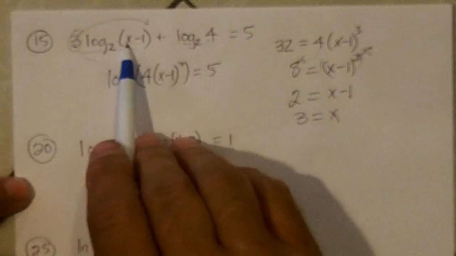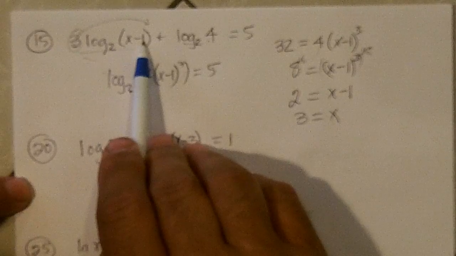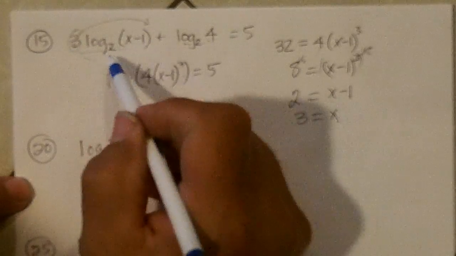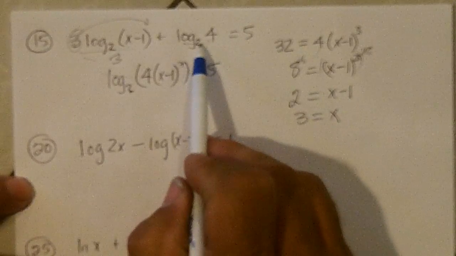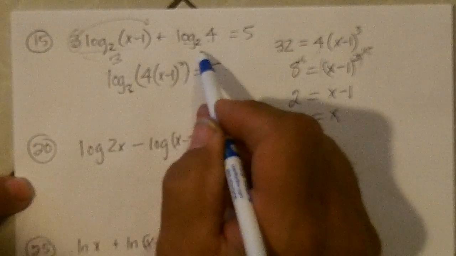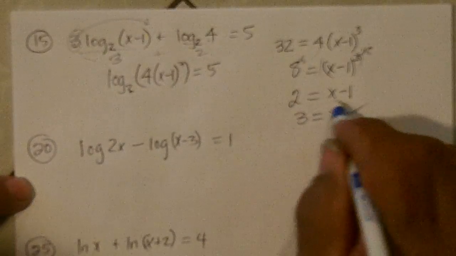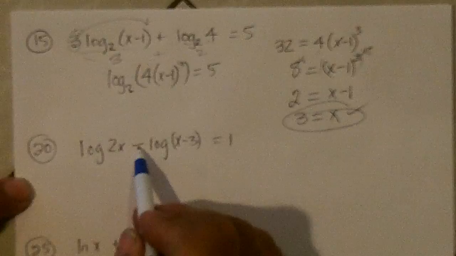Let's check. 3 minus 1 is 2. To what power did I take 2 to get 2? That's 1, times 3 is 3. And to what power did I take 2 to get 4? That's 2. 3 plus 2 is 5. And so it checks. This one, subtract.